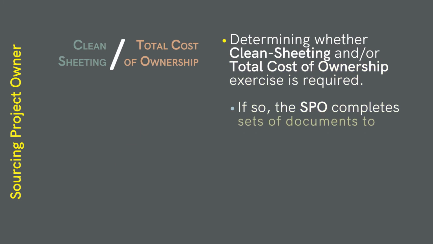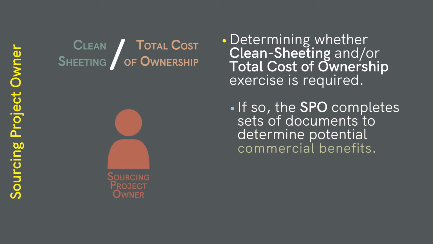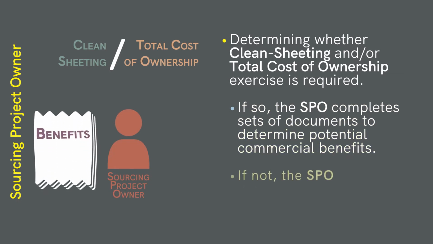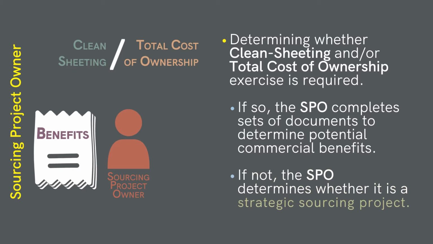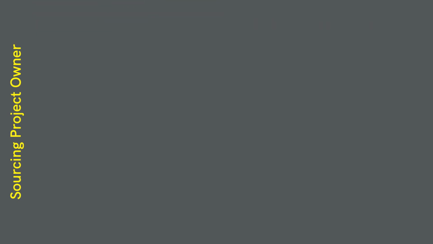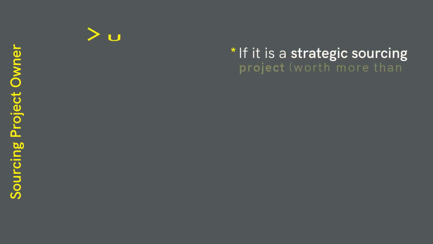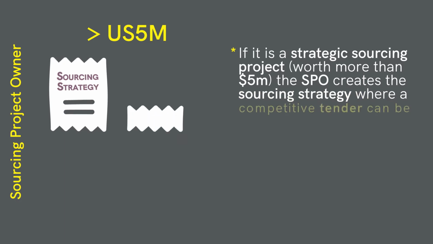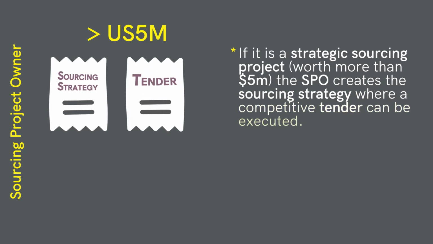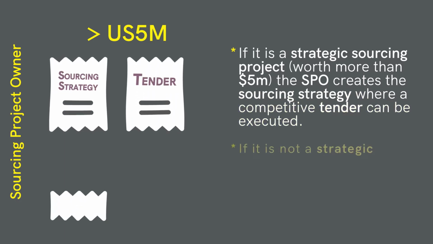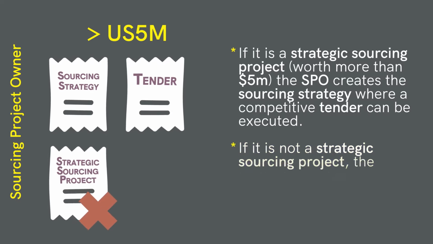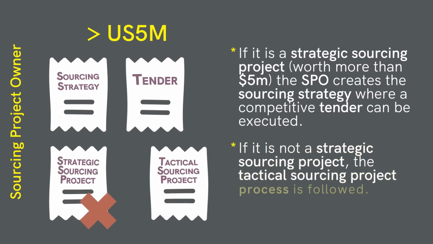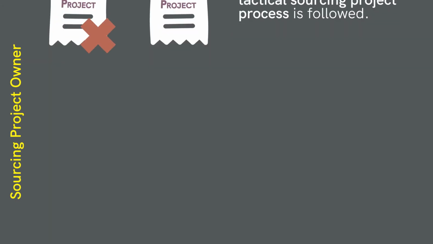If so, the SPO completes sets of documents to determine potential commercial benefits. If not, the SPO determines whether it is a strategic sourcing project. If it is a strategic sourcing project worth more than $5 million, the SPO creates the sourcing strategy where a competitive tender can be executed. If it is not a strategic sourcing project, the tactical sourcing project process is followed.